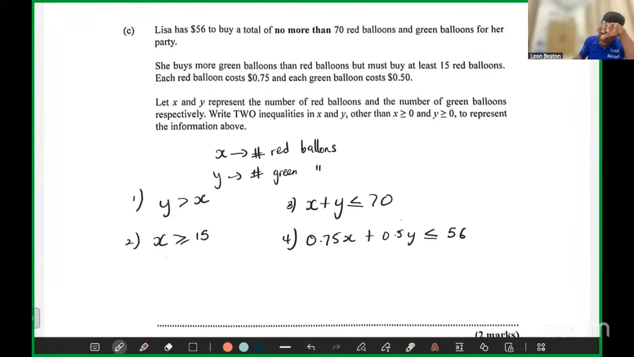So the thing is, you can choose any of these two. You could do the easy way and choose these two, or if you want to show off, you can do 3 and 4. But any two, you'll get your marks, all right?